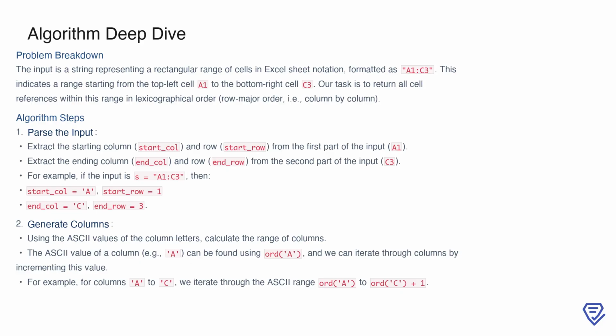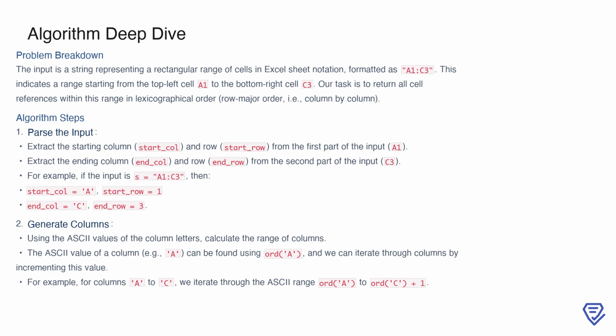To solve this, the first step is to parse the input. From the string, we extract the starting column and row from the first part, e.g., from A1, we get A as the starting column and 1 as the starting row. Similarly, we extract the ending column and row from the second part, e.g., from C3, we get C as the ending column and 3 as the ending row.